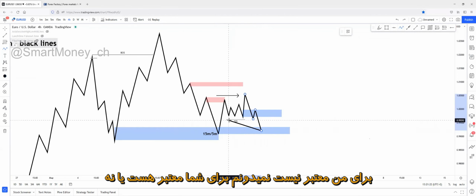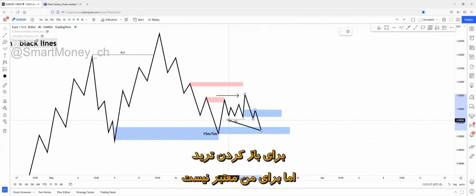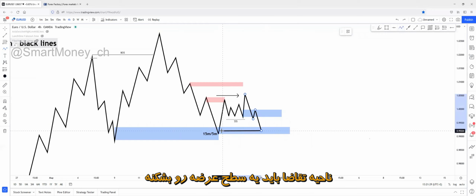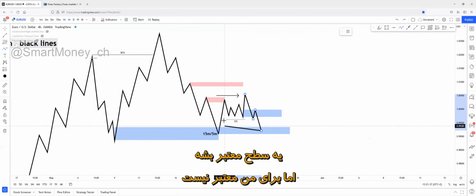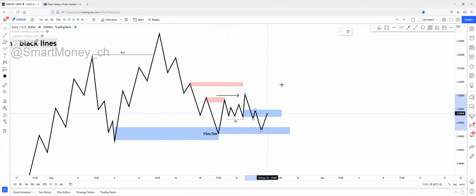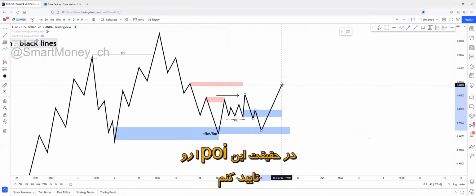I don't know if for you it's a valid demand zone or a valid POI to open a position on, but for me, this isn't a demand zone. Demand has to take a supply out in order to become a valid demand. Demand has to change character, break something, flip something to become a valid demand zone. So for me, this isn't a valid demand zone. I'm just waiting for simple confirmation to actually confirm this POI.